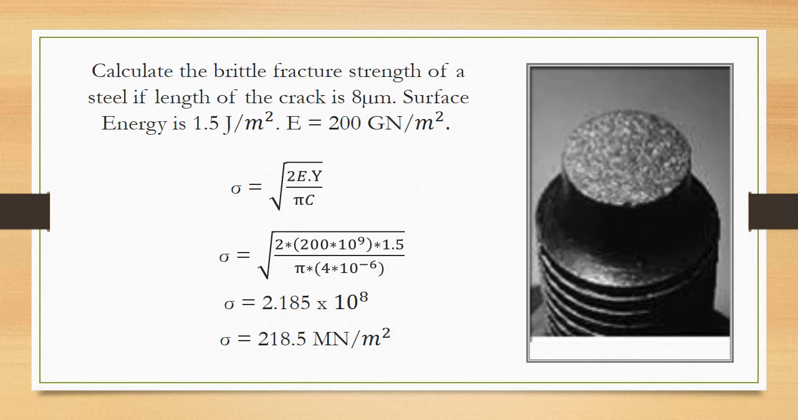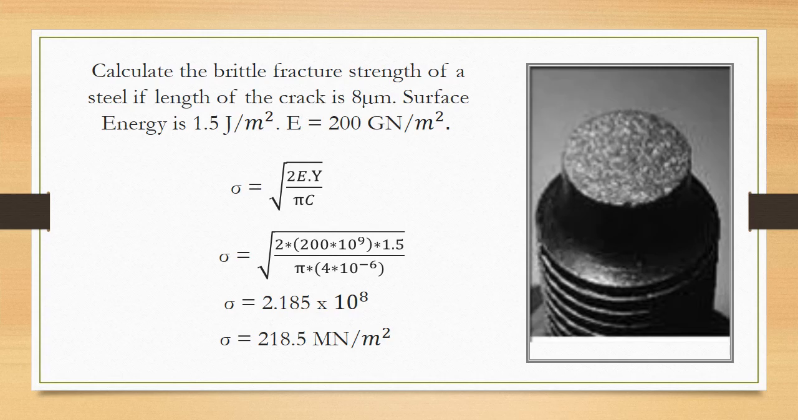This Griffith theory we can use for perfectly brittle materials like glass, but for metals also we can use it, though it is better to make some adjustment for plastic deformation there. In this equation you can see that fracture strength is inversely proportional to C. Here C is the micro crack length.